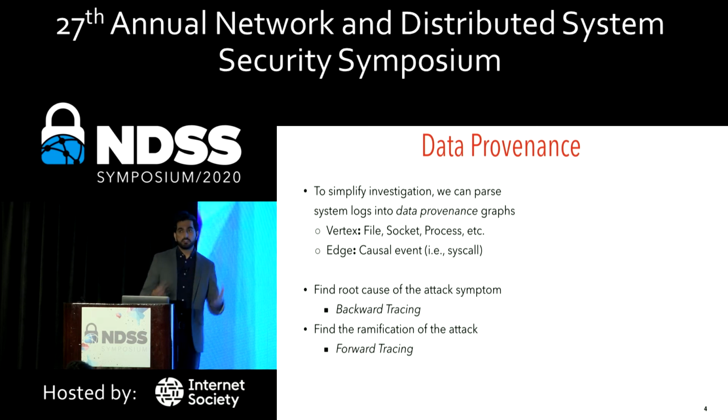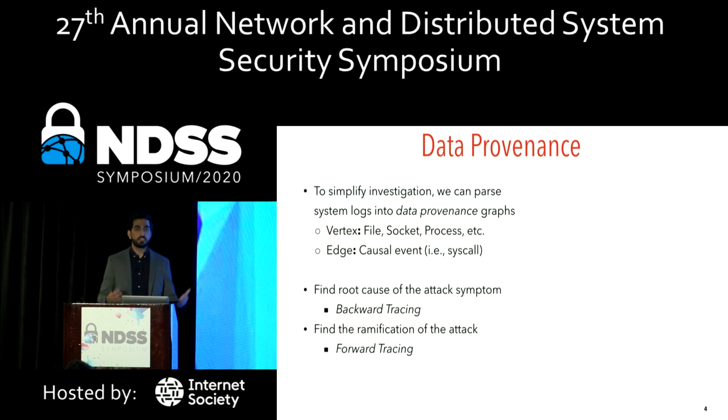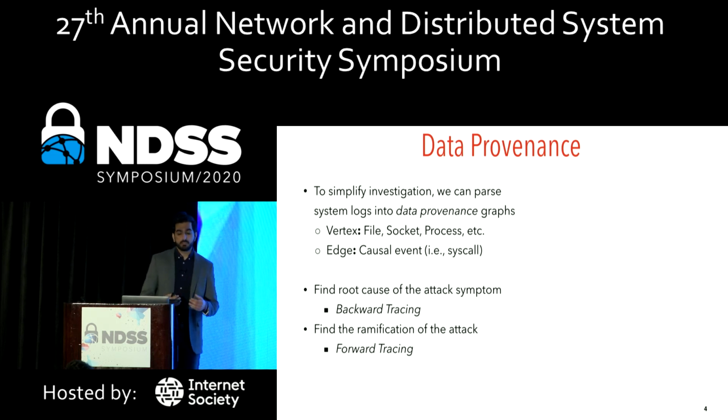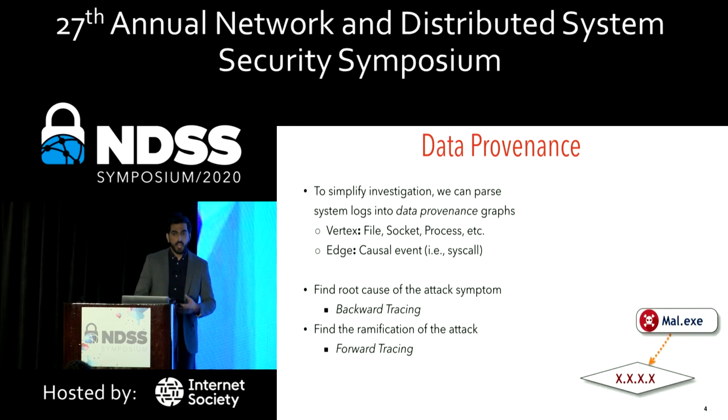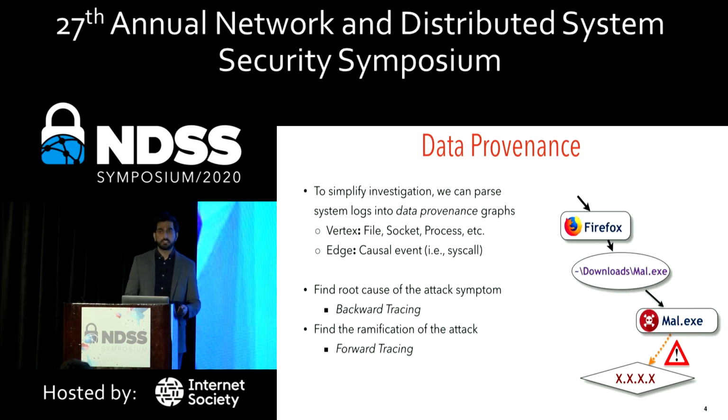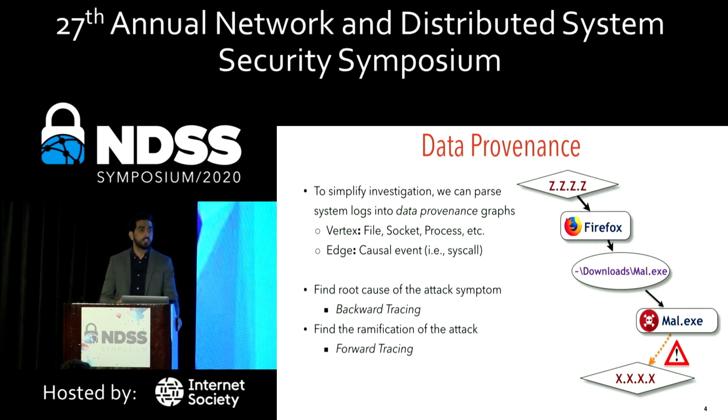These system logs are usually parsed into a graph structure called a data provenance graph. In this graph, the vertices represent system objects like files, processes, or sockets, while the edges between these vertices represent causal dependencies. Investigators or administrators can use this graph to find the root cause or the ramifications of an attack using a backward tracing or forward tracing query, respectively. For example, if you see a mal.exe process sending a suspicious connection to a socket, then you can use this graph to find out how this mal.exe was downloaded into your system.